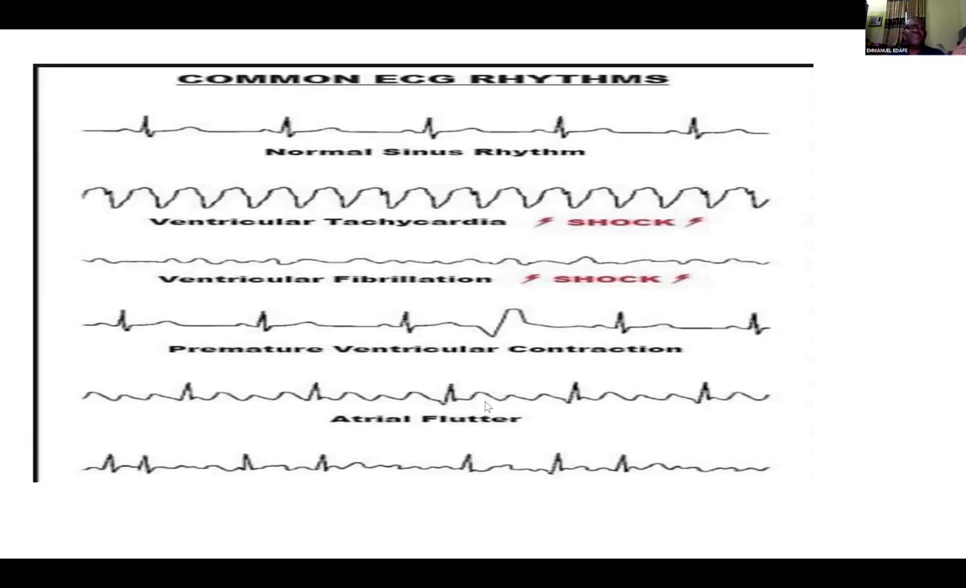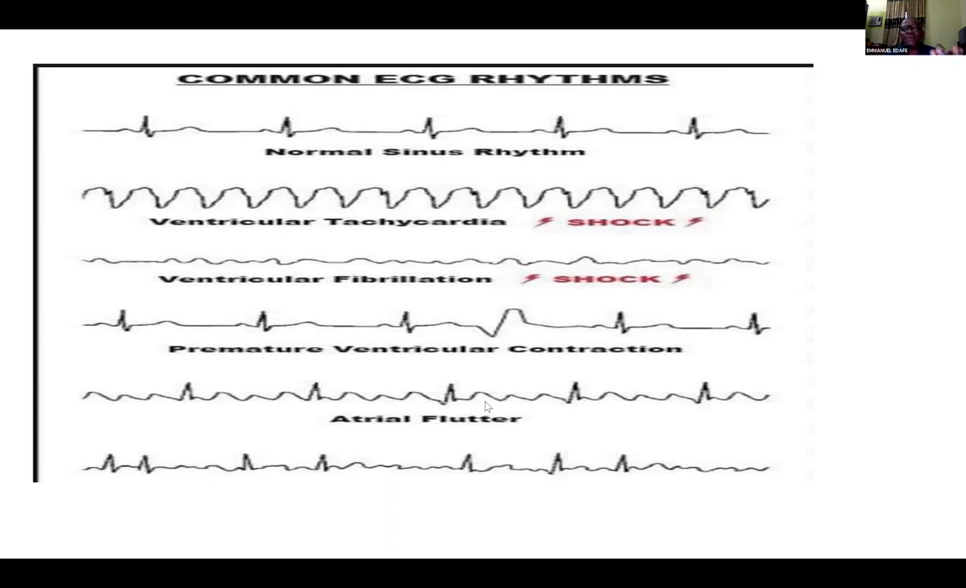First is the normal sinus reading. Second, you see monophasic ventricular tachycardia. If this patient is in cardiogenic shock, go ahead and shock the patient immediately. You also have ventricular fibrillation, shock the patient immediately. Then you may also have premature ventricular contraction, or atrial flutter.